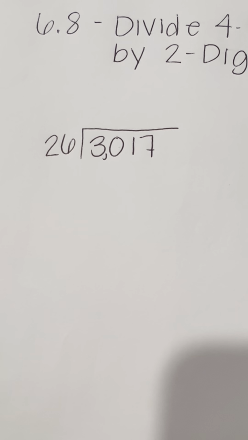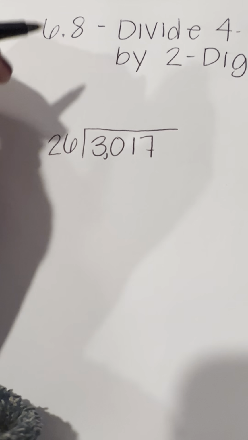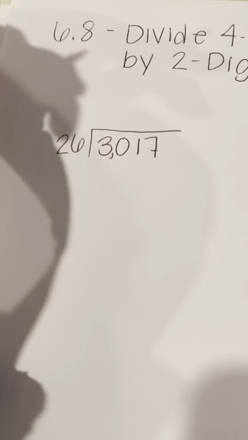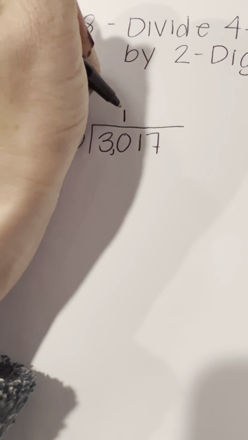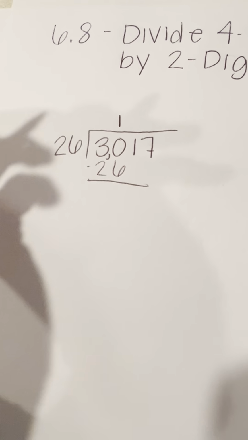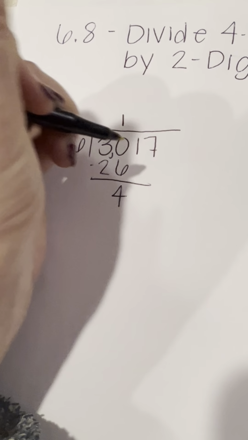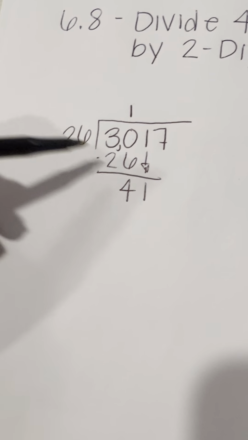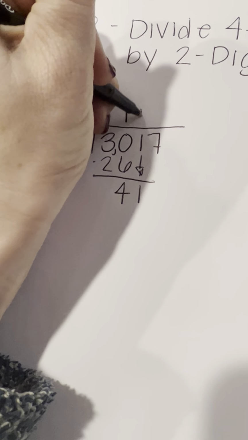Okay. So if I have 3,017 divided by 26, the first thing I'm doing is, 26 obviously isn't going into 3. I know it's going into 30 one time. So 1 times 26 is 26. So I'm going to subtract and I get 4. And then I'm bringing down the 1.